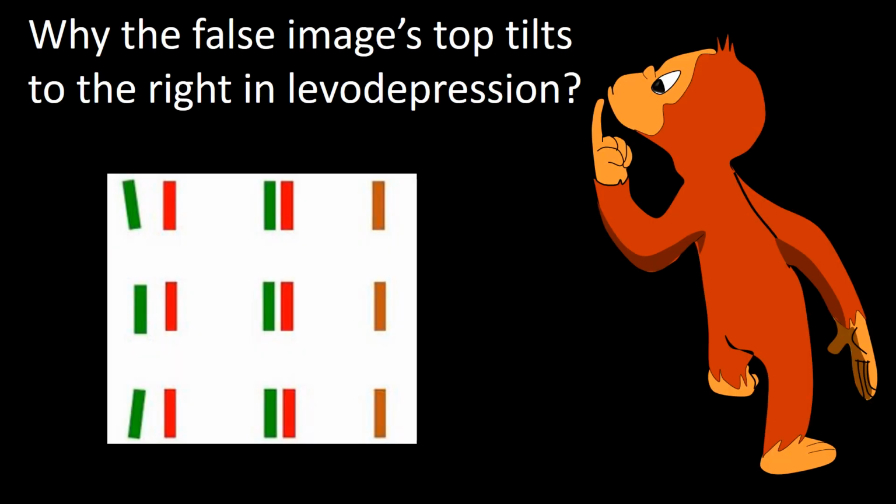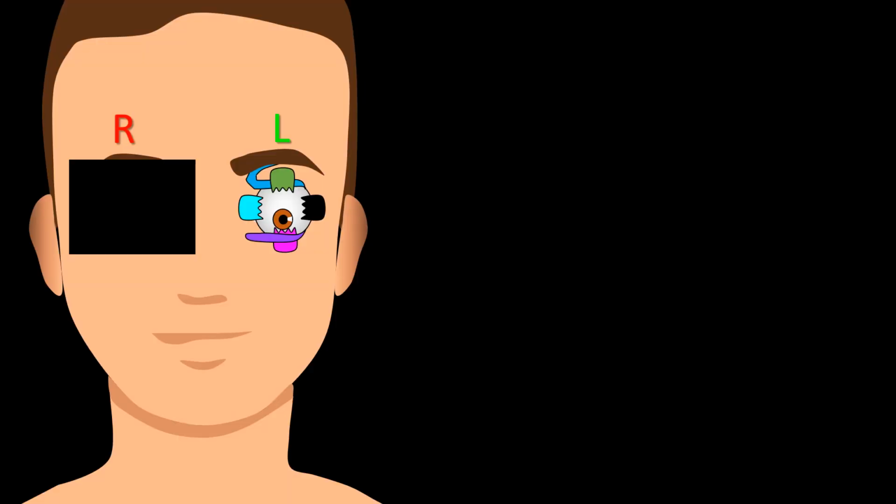The sixth key question is why the false image top tilts to the right in level depression. In this frame, I am bringing back the master image of the patient with the right eye covered and left lateral rectus weakness, but this time he is attempting to look down and out, while the eye is reflexly maintaining normal torsional position. This is achieved in the normal covered eye, but not by the eye with the weak muscle. The eye with the weak muscle goes down midline and extorts.